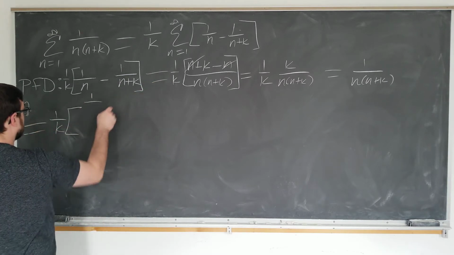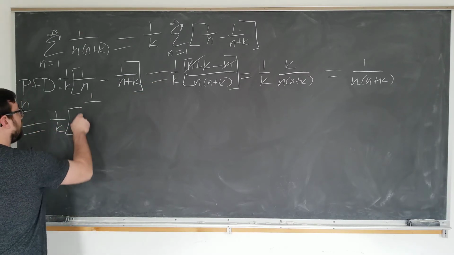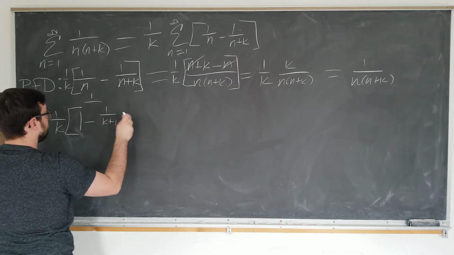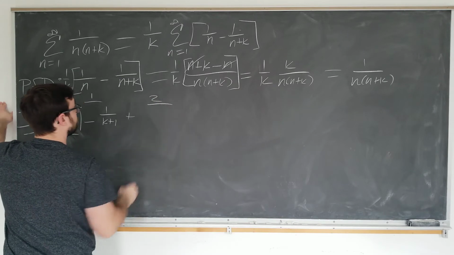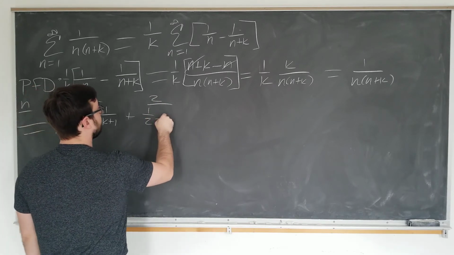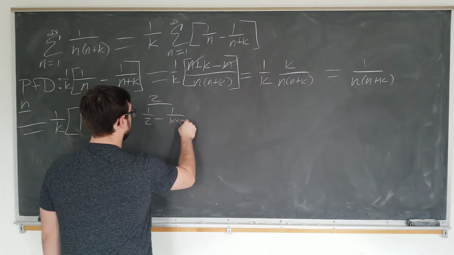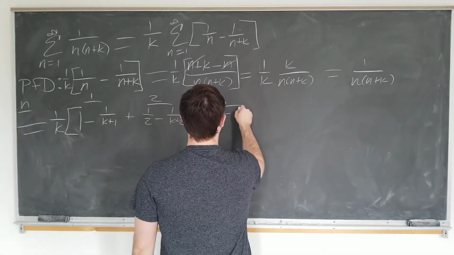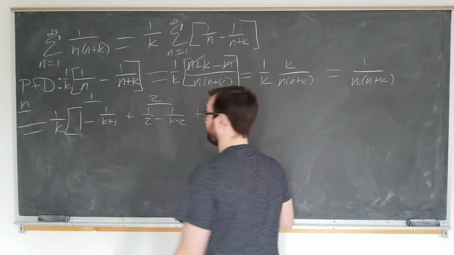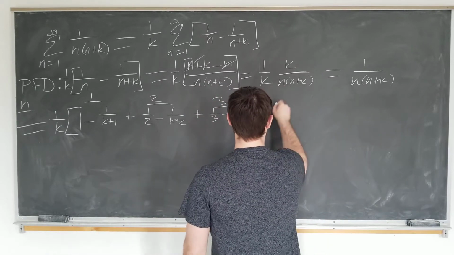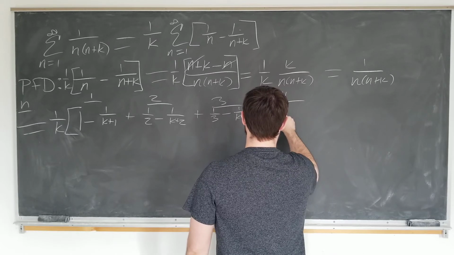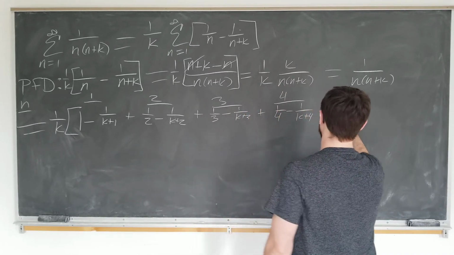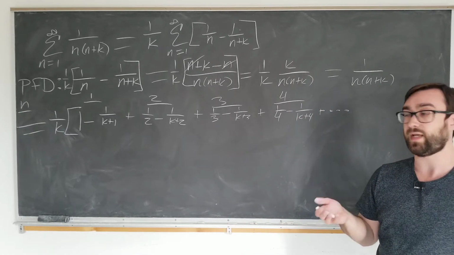We're going to start with the first term here: 1 minus 1 over k plus 1. And the second term, we're going to have 1/2 minus 1 over k plus 2. Plus the third term, we have 1/3 minus 1 over k plus 3. And you can pretty much see the pattern here for the fourth term: 1/4 minus 1 over k plus 4. And this continues until we get to the n equals k term.